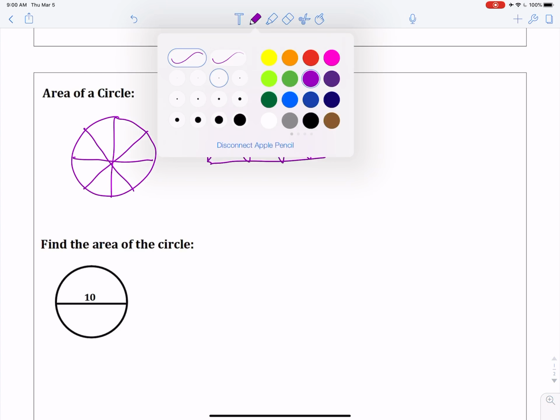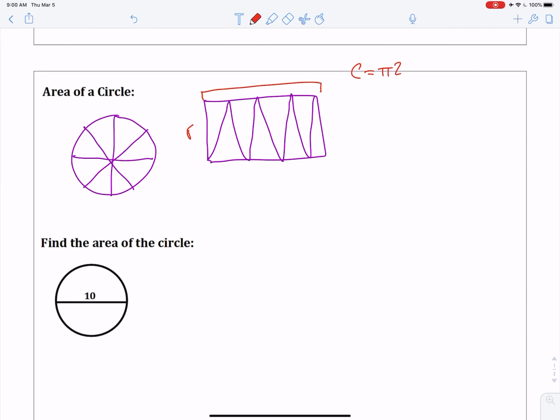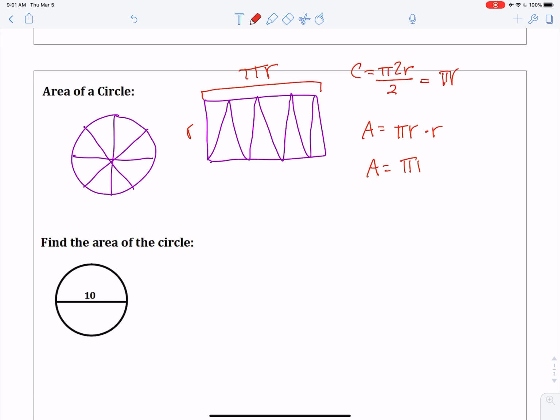And we found that the length here was the radius, and the length here was half of the circumference, which is 2 pi r, or pi 2r, and we took half of that. So what we got was pi times r. So when we multiplied those together for area, you get pi r times r. So you get area is pi r squared.